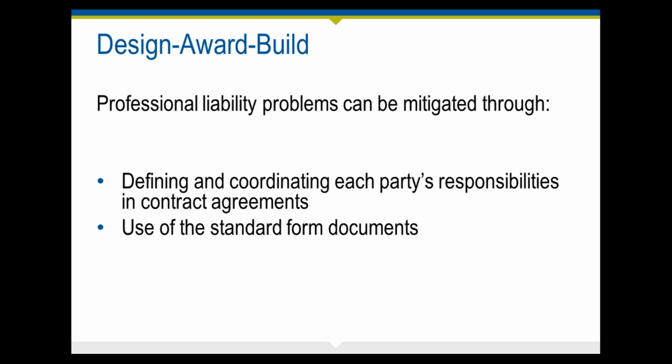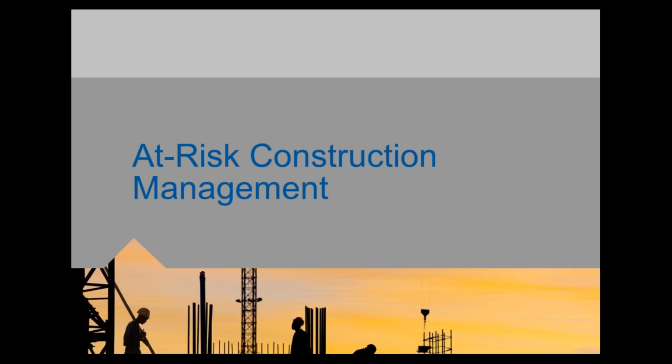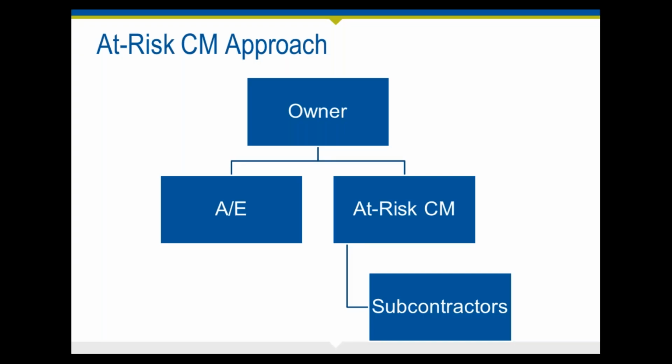Nevertheless, over the years, the industry has developed separate ways of delivering these types of projects, and that's what we'll be talking about from this point on. So the first issue that we're going to discuss is at-risk construction management, and let's look at a visual to illustrate what this looks like. With an at-risk construction management approach, the owner has separate contracts with the design professional, the AE, and one with the at-risk construction manager, who will have subcontractors underneath them.